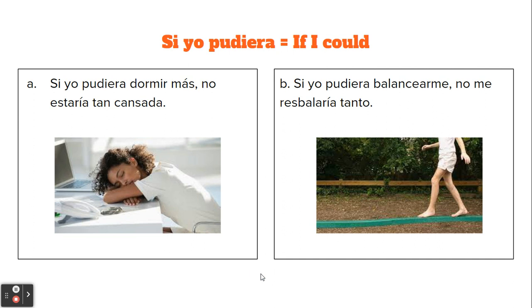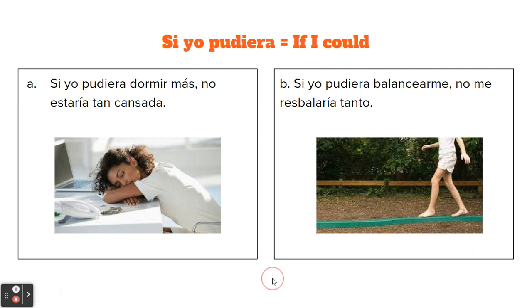Penúltima, second to last expression. Si yo pudiera, if I could. Si yo pudiera dormir más, no estaría tan cansada. If I could sleep more, I wouldn't be so tired. Si yo pudiera balancearme, no me resbalaría tanto. If I could balance myself, or if I could balance, I wouldn't slip so much.